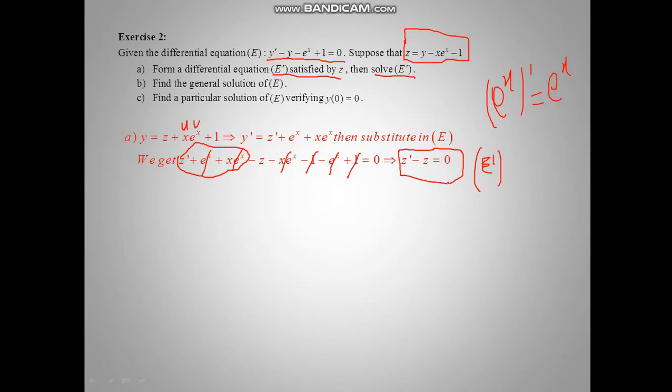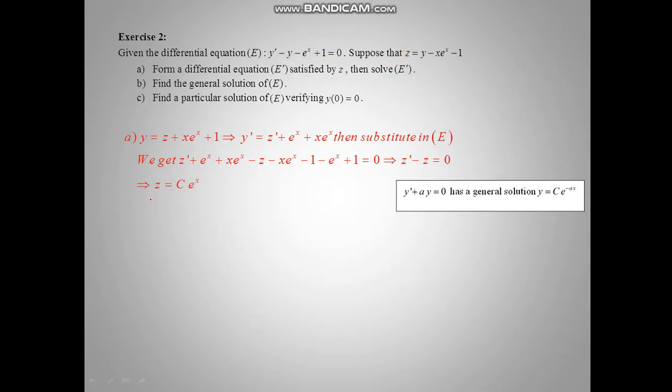To find the solution of this differential equation is very easy. We have the rule: y prime plus ay equals 0, so y equals c e^(-ax). So here, sure, it's not y, it's z. We have to put z equals c e^x. Okay, now this one is the general solution of the equation E prime satisfied by z.